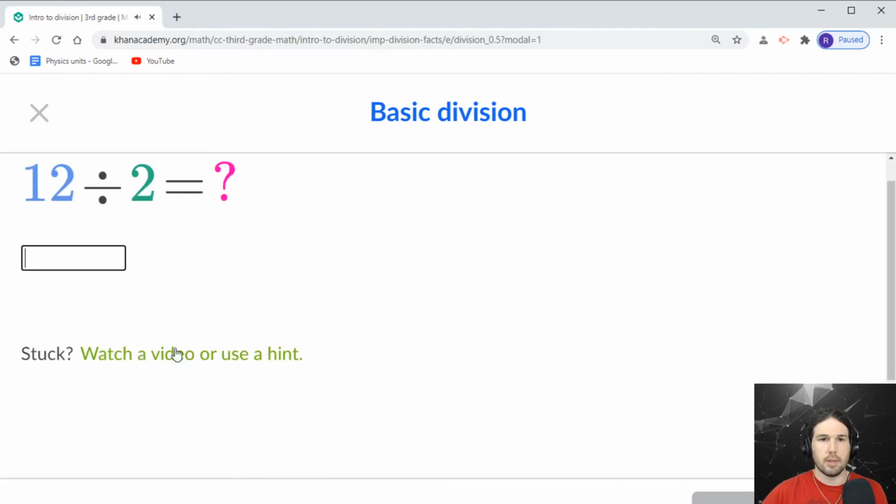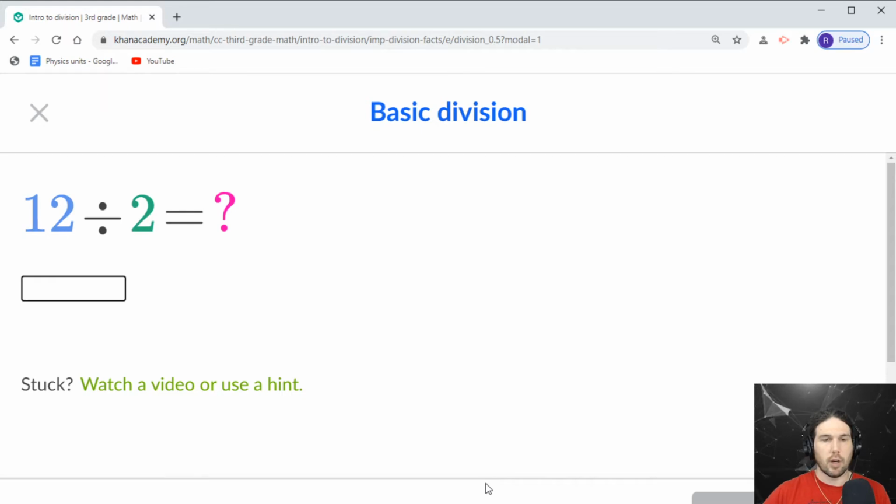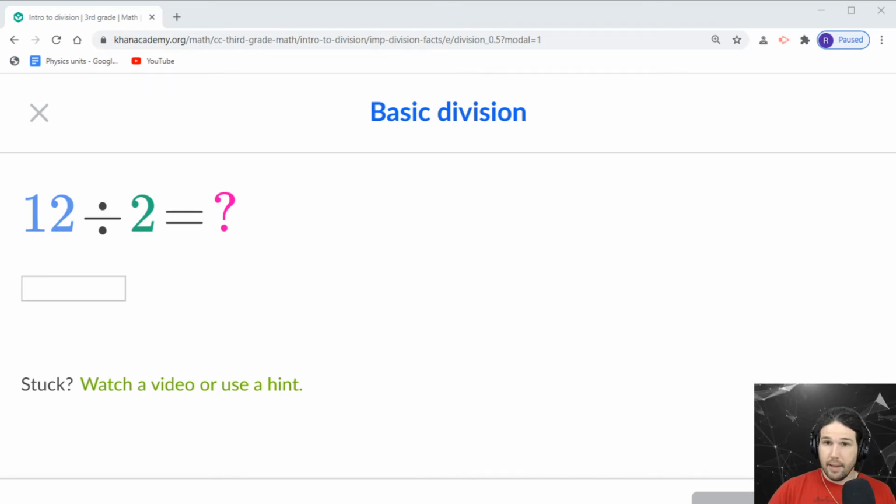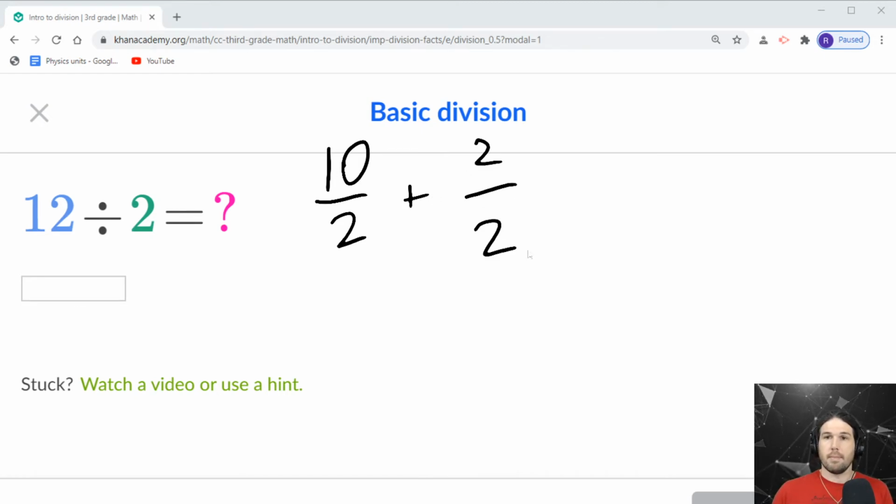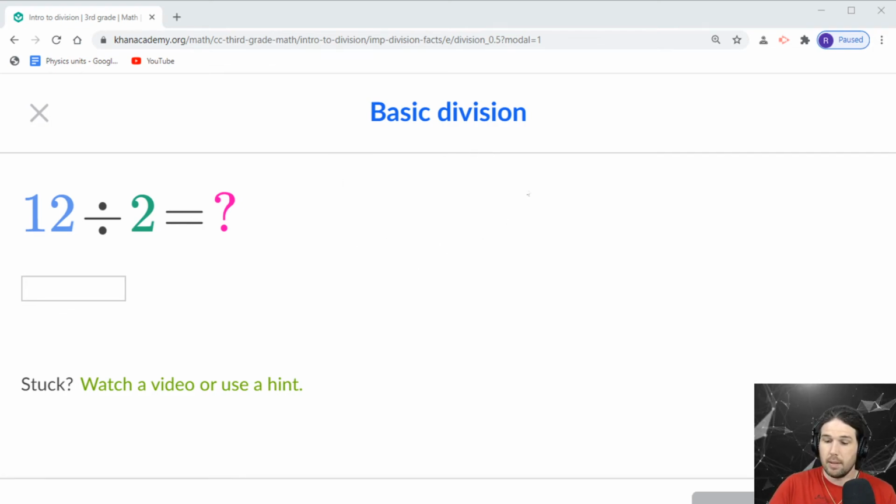12 divided by 2. Let's see, how else do I want to look at this? Oh, yes. If I didn't know that it was 6 right off the top of my head, I could say that it is 10 divided by 2 and 2 divided by 2. Yeah? 10 divided by 2 plus 2 divided by 2, that is distribution. If I happen to know that 10 divided by 2 is 5 and 2 divided by 2 is 1, then I can combine those to make 6. All correct, all good.